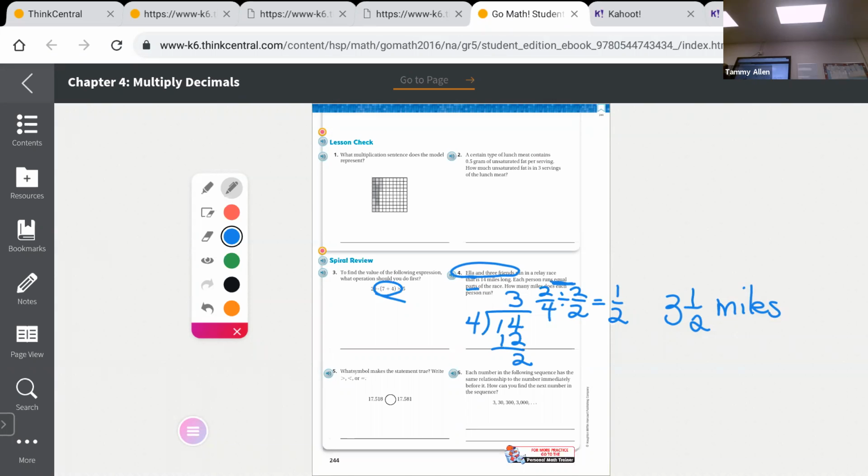All right. Questions on that? Now, those of you who were talking about decimals, if I shaded in half of this, what would it be as a decimal?